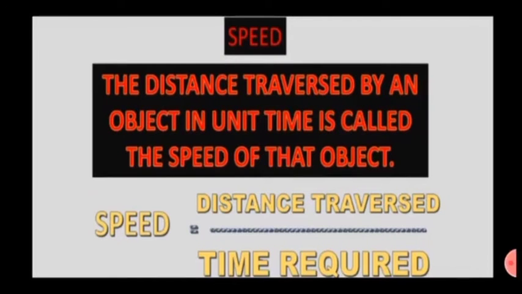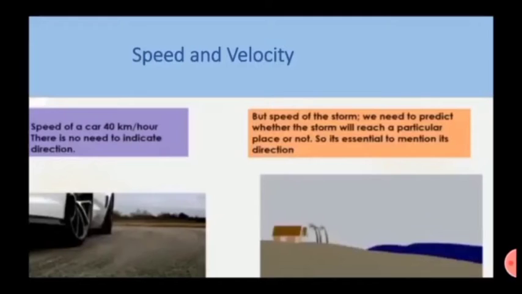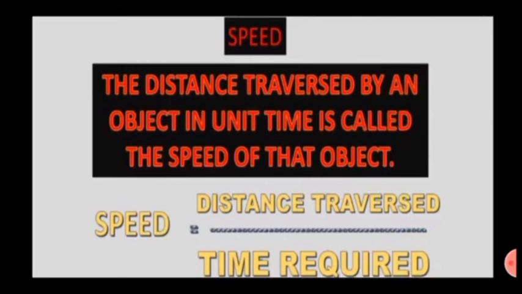Speed. The distance traversed by an object in a unit time is called the speed of that object. The speed formula is distance traversed upon time required. It's a scalar quantity. Speed is a way of measuring how quickly something is moving or being done. The speed of a car is 40 km per hour. There is no need to specify the direction. But to predict whether a storm will reach a particular place or not, a mention of its direction is essential. Speed can be thought of as the rate at which an object covers distance. A fast-moving object has a high speed and covers a relatively large distance in a short amount of time.